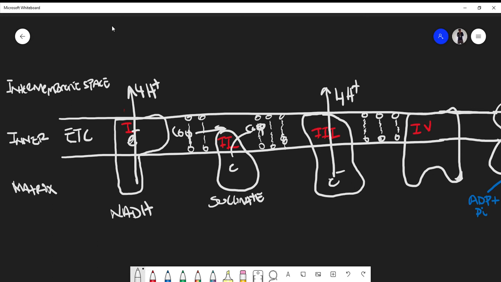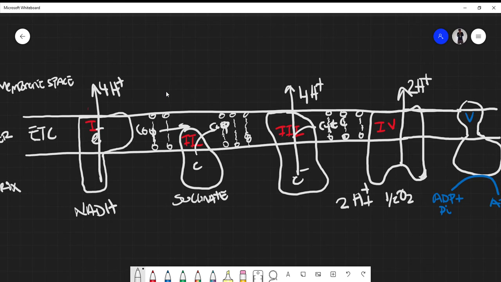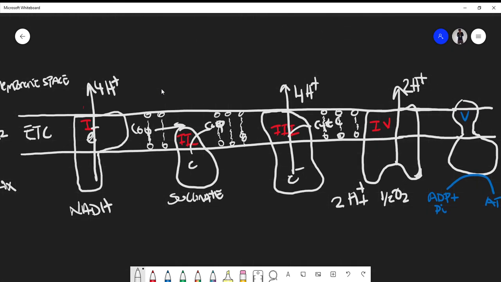Now, from complex 3 to complex 4, we actually use cytochrome C as the electron carrier. In the last part, in complex 4, we reduce oxygen to water and oxidize cytochrome C. In this process, we push approximately 2 hydrogens into the intermembrane space. The details of the electron transport chain in this case are not important. What I'm pointing out is that in the intermembrane space, where these hydrogens are pushed, I have an abundance of hydrogens, H plus ions.